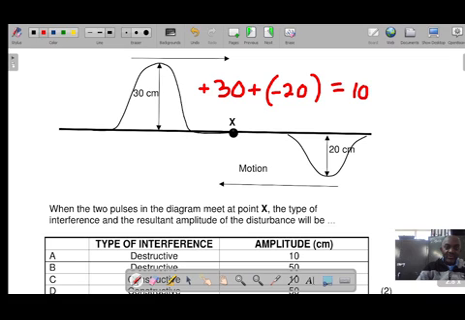Because the 30 has been destroyed to give us something smaller, it's called destructive interference, but with amplitude 10. So the answer becomes A. Let me explain again: because the initial amplitudes have been made smaller, it qualifies to be called destructive interference. That's our answer there. Let us proceed then.